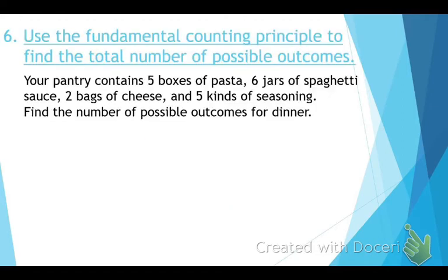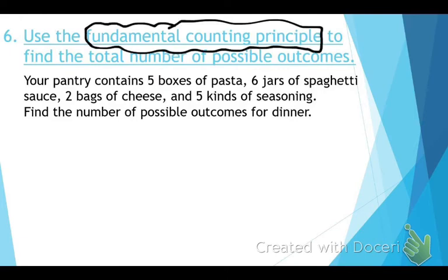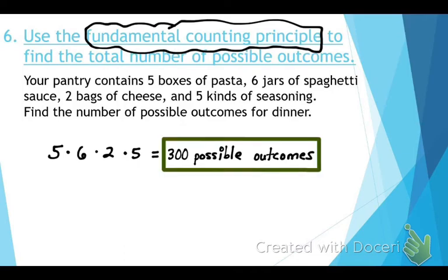For this one, it asks us to use the fundamental counting principle to find the total number of possible outcomes. So remember, the method we're using here is fundamental counting principle. What do we have to remember to always do when we have the fundamental counting principle? We're going to multiply. So here's what it says. Your pantry contains 5 boxes of pasta, 6 jars of spaghetti sauce, so we have to multiply these, 2 bags of cheese, and 5 kinds of seasoning. When you multiply all those together, guys, what are the possible outcomes? Okay, 300. Remember, you want units attached, so 300 possible outcomes is correct.